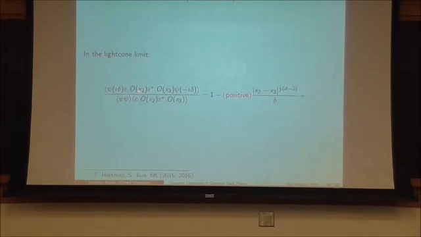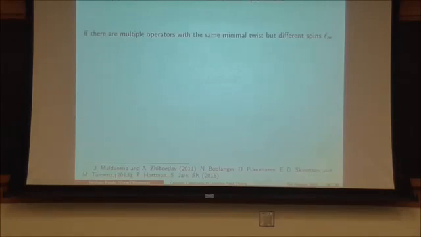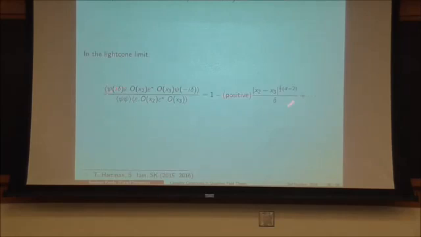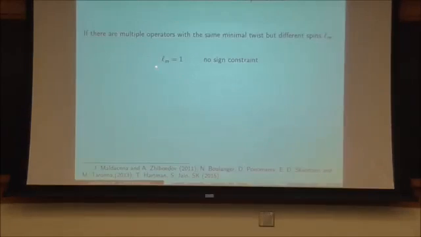For simplicity, let's take O to be scalar. Then it's very easy to perform these computations. And again, let's consider a very general case where your theory has multiple operators with the same minimal twist, but with different spin L. Now, if you use this fact, you can show the following thing. There is no constraint on the spin of the lowest twist operator. Second thing, there is no constraint on the spin 1 conserved current. There is no sign, yeah.